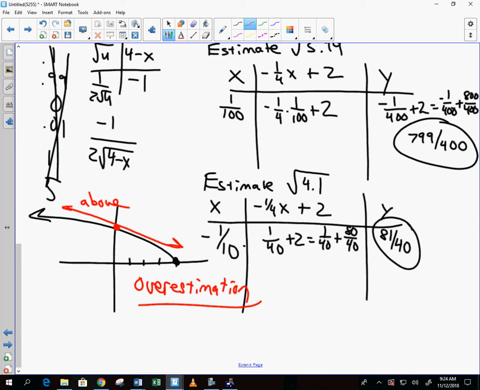So if you simply look at the original curve and you look at the tangent line, that will tell you whether you're an overestimate or an underestimate. I will ask for your final answers in the test to be in rational form.